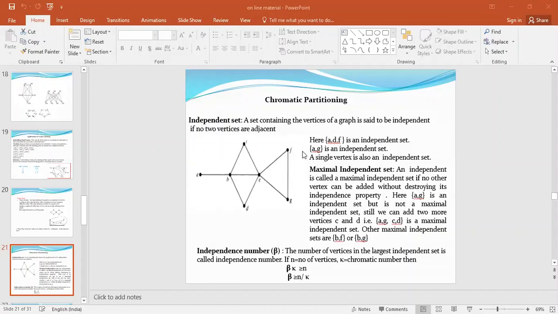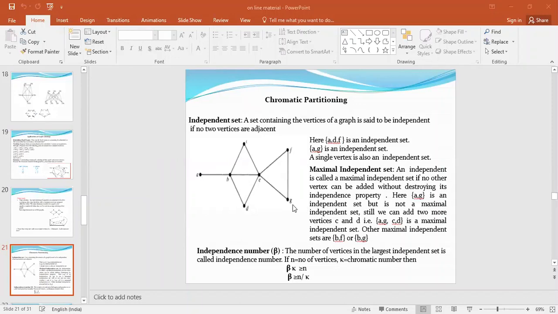After defining independent set, the next term is maximal independent set. Now what is the meaning of maximal independent set? An independent set is called a maximal independent set if no other vertex can be added without destroying its independence property. Like we can see, here it is A and on this side it is G. So this AG is an independent set. Yes, A and G are not adjacent. But can we say it is also a maximal independent set?